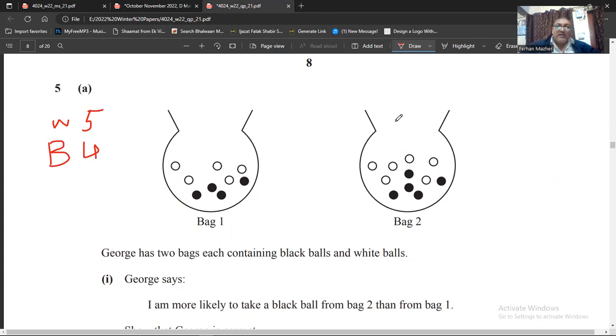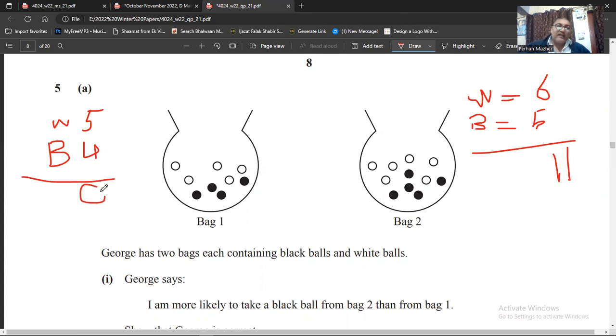Okay. Here, the white balls are how much? 1, 2, 3, 4, 5, 6. And the black balls are how much? The black balls are 1, 2, 3, 4, 5. Okay, 5. So the total here is 11. And the total here is 9. Okay, that's the very simple number. How many black balls are there, how many white balls are there, how many total balls are there.